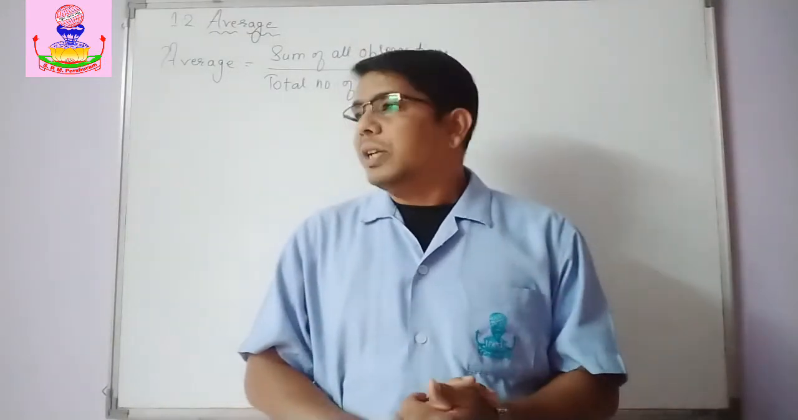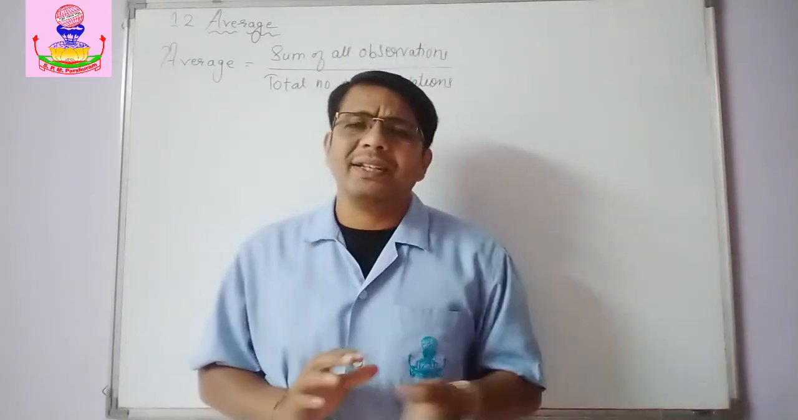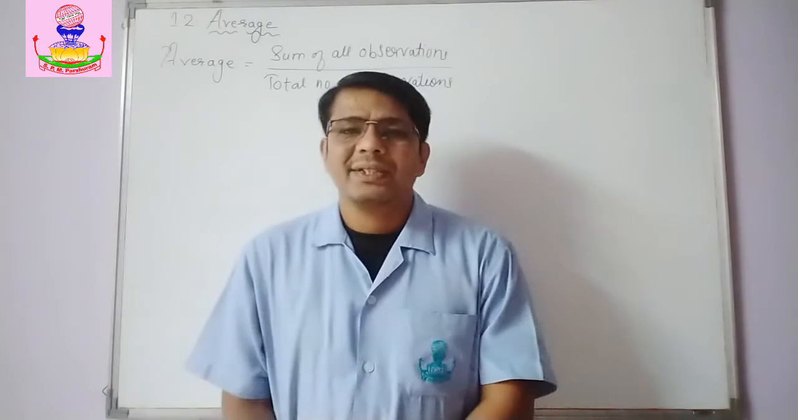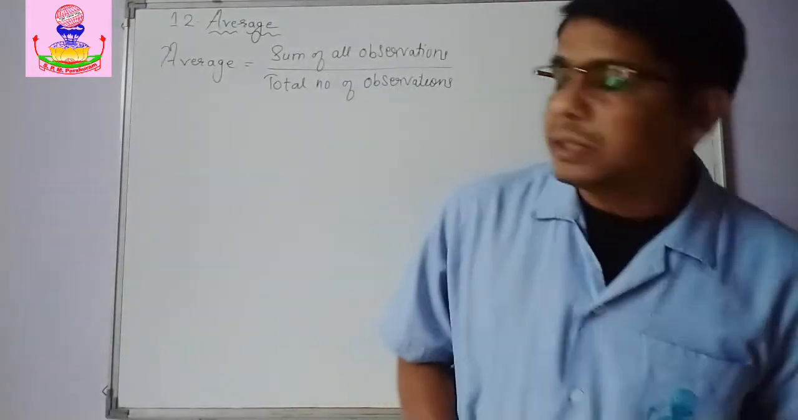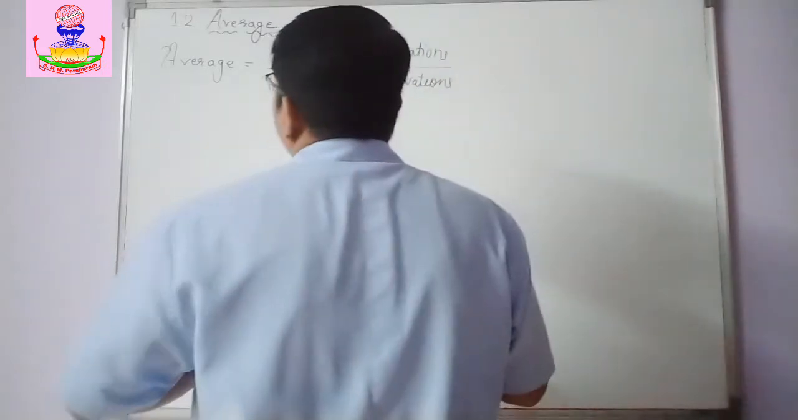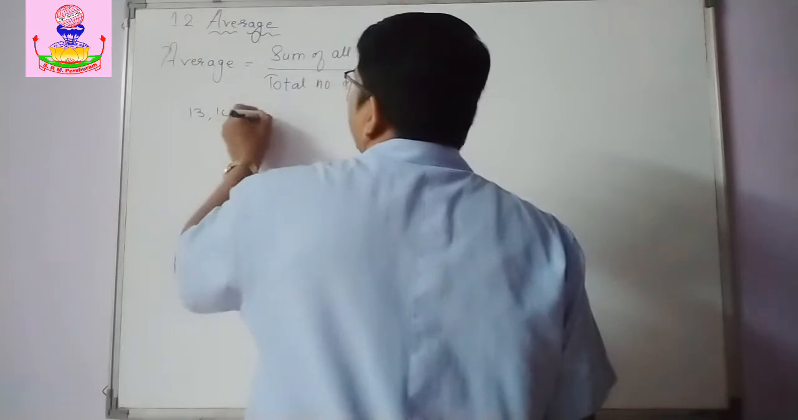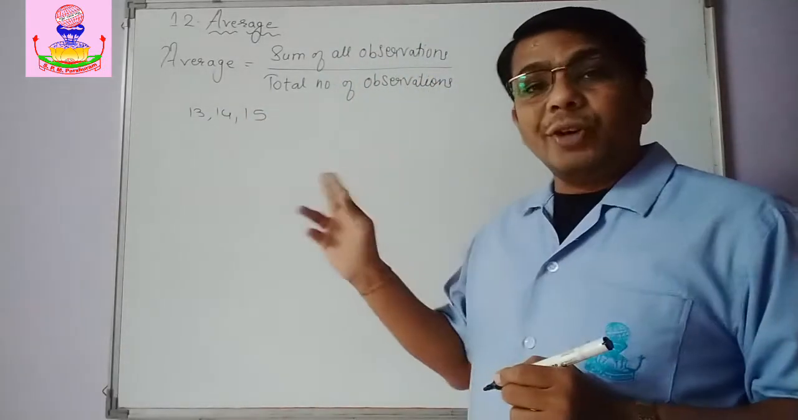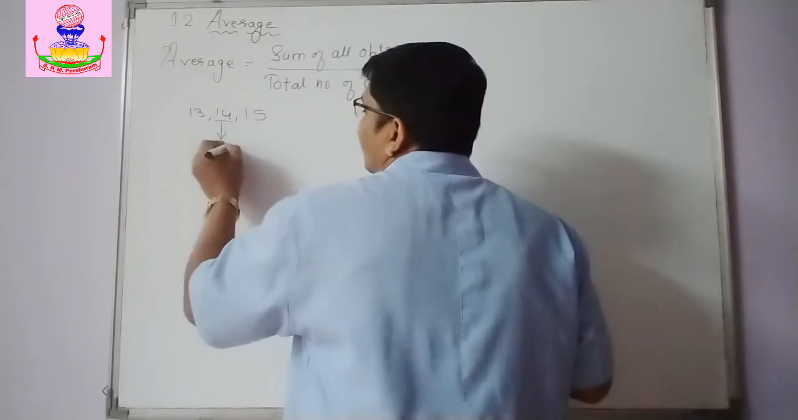For example, the average of three consecutive numbers. Suppose 13, 14, 15. These are three consecutive numbers. So the average of them is the middle number.